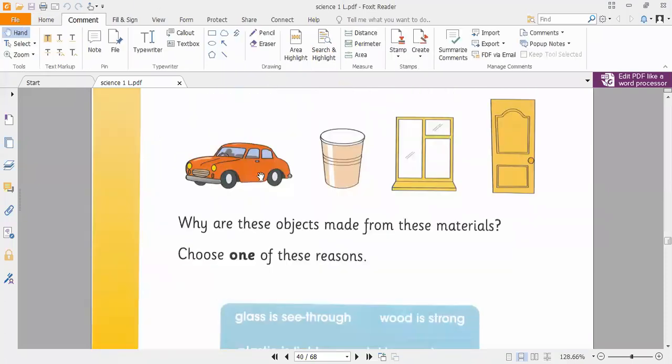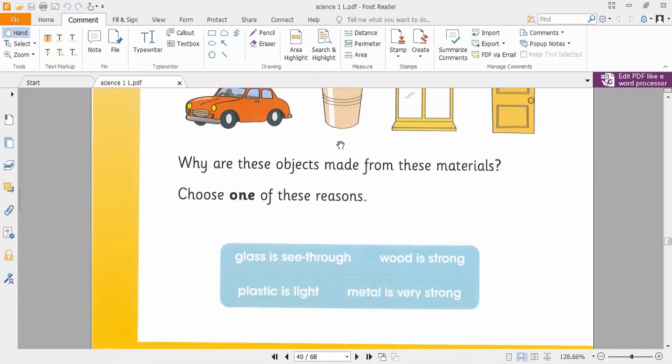We have car, glass, window, and door. What do we have? Car, glass, window, and door. And what are the reasons? Glass is see-through. Wood is strong. Plastic is light. Metal is very strong.